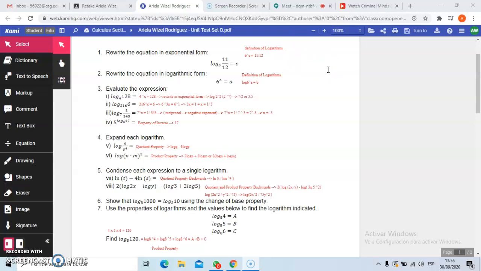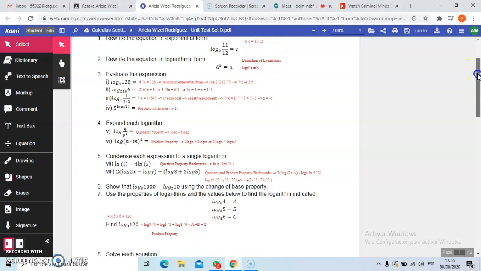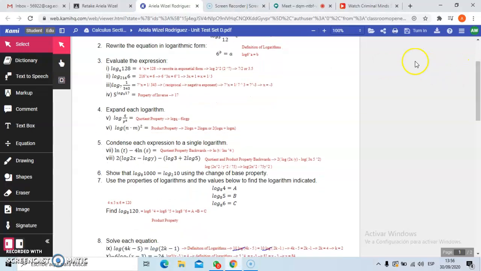I used the definition of logarithms to solve the first problem as well as the second problem. For the second problem, the 6, which becomes the base b in the logarithmic form, and the power that it's raised to becomes the product, and the product for the exponential form becomes the argument. So I'm left with log base b of 6 of a equals b.